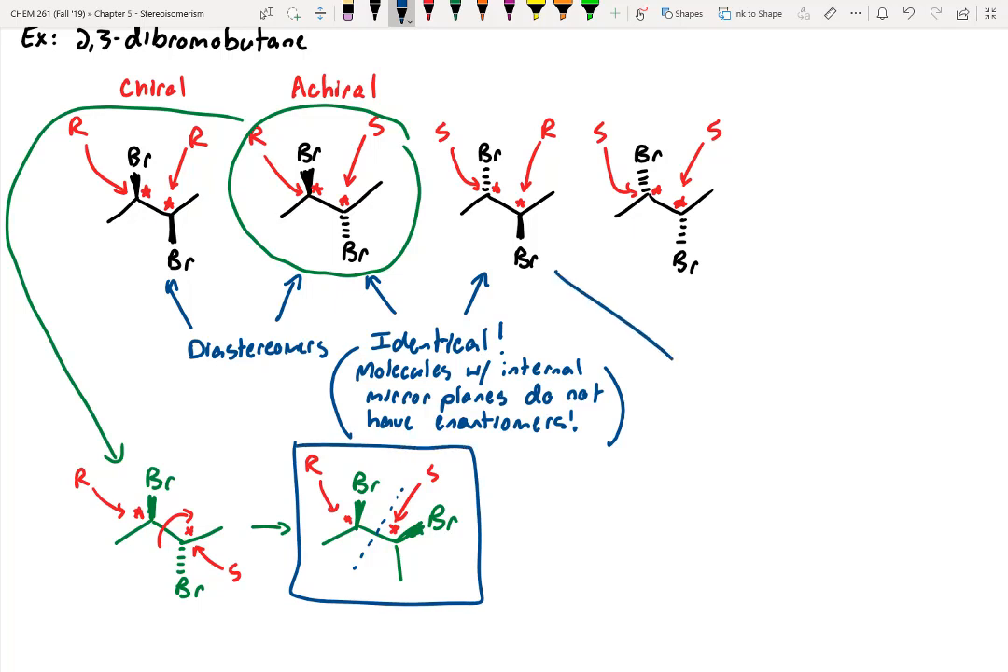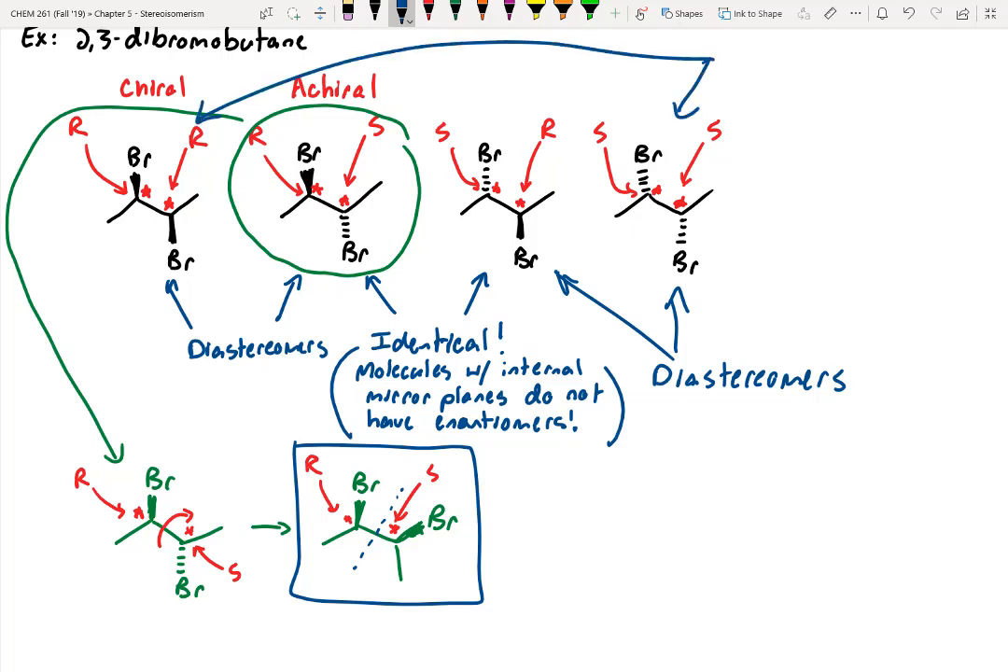All right, last but not least, what about these two? Diastereomers? All right, let's keep on going, just for fun. Let's do the first and last ones here. What's the relationship between the first and the last ones? What do you think?